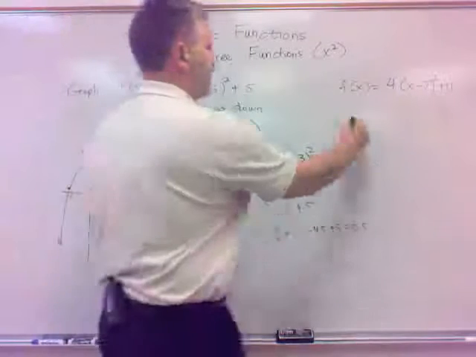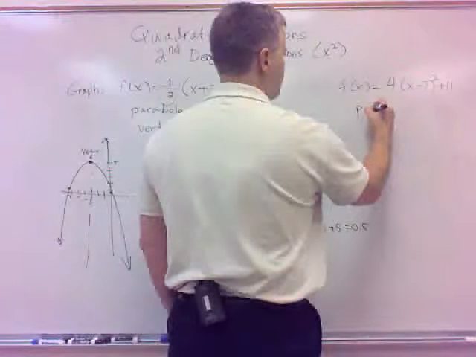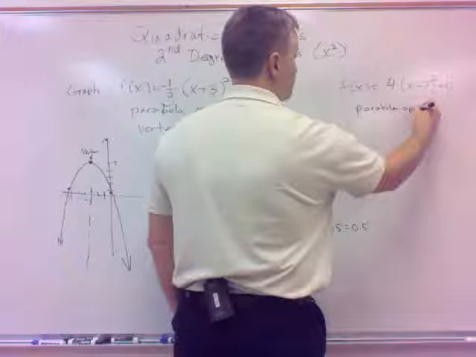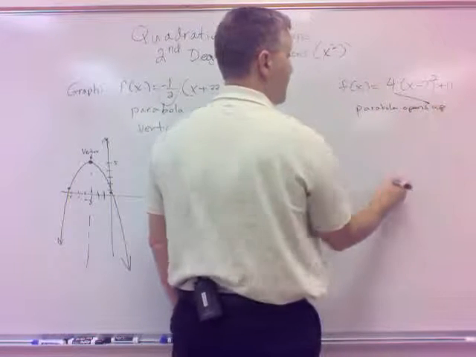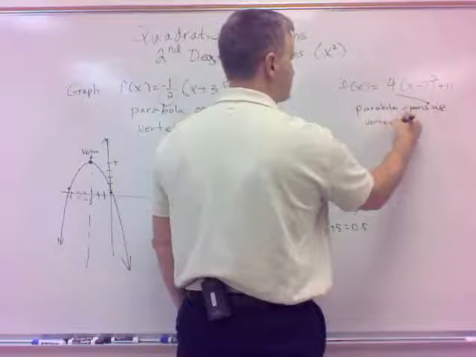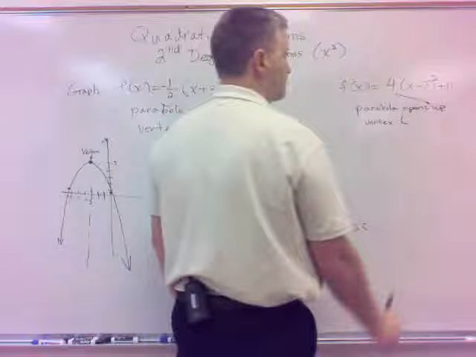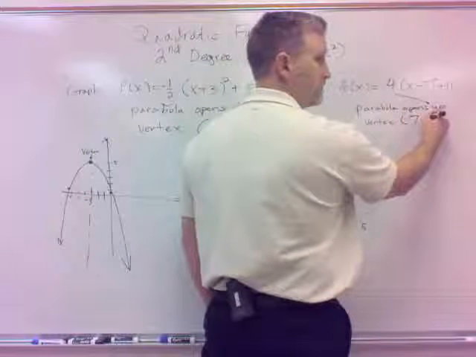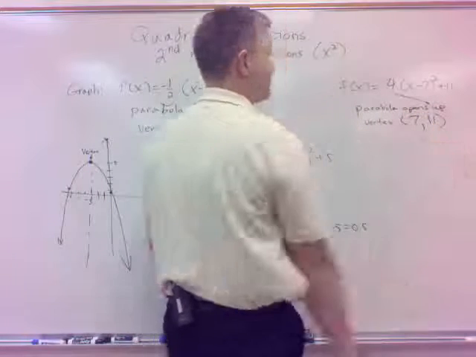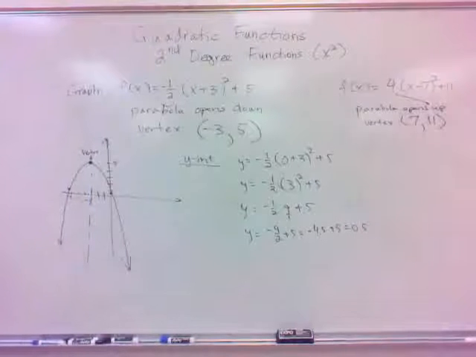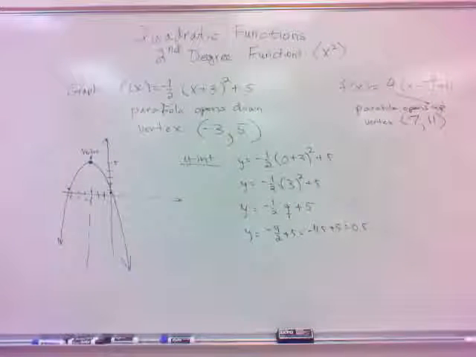Tell me what you see there. Well, that's a parabola opening up, right? Positive a. And what's the vertex? 7, 11? Positive 7 or negative 7? Positive 7, positive 11? Yes, I believe so. So this one's going to open up. Vertex is going to be positive 7, positive 11.